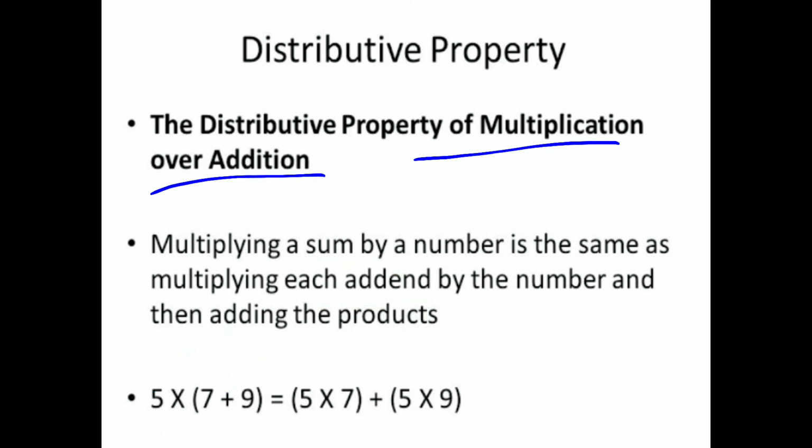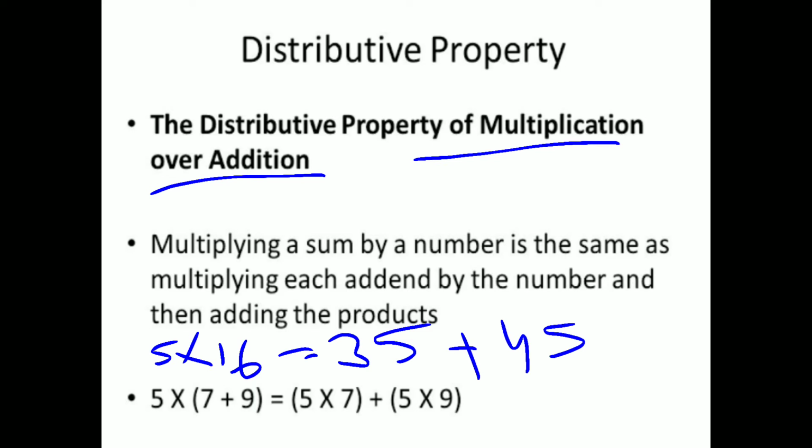So the answer in both cases will come the same. If I do 7 plus 9, it will be 16, and 5 into 16 is 80. If 5 into 7 is 35, and to 35 I add 5 into 9, 45, the answer comes 80 only. It means in both the cases the answer will come the same. So it is called distributive property of multiplication because multiplication comes over addition. Clear?